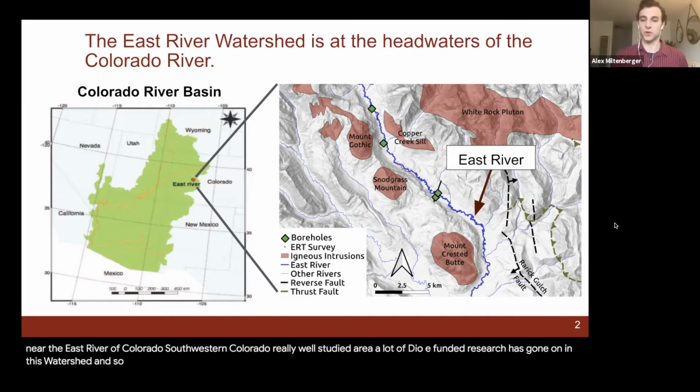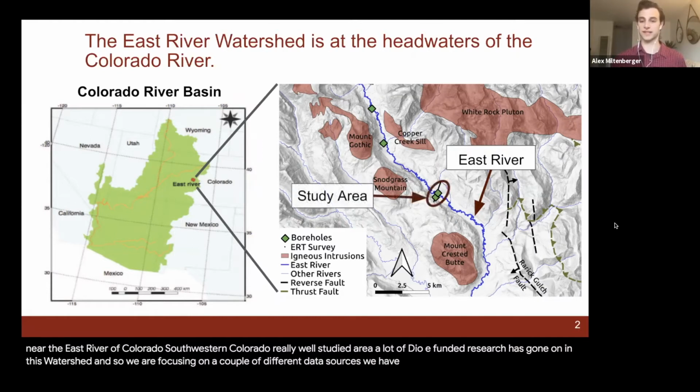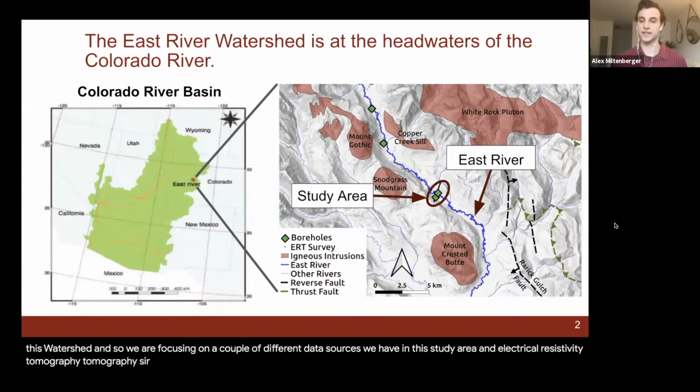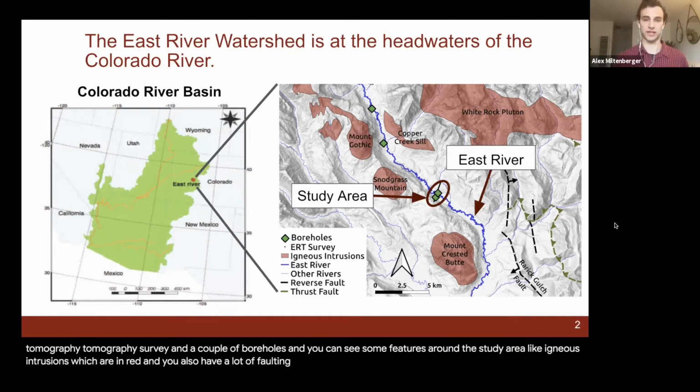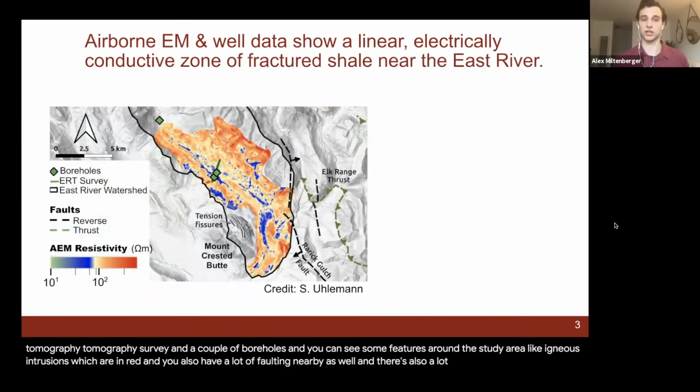And so we are focusing on a couple of different data sources. We have in this study area an electrical resistivity tomography survey and a couple of boreholes. And you can see some features around the study area like igneous intrusions, which are in red, and you also have a lot of faulting nearby as well. And there's also airborne EM data in this area.